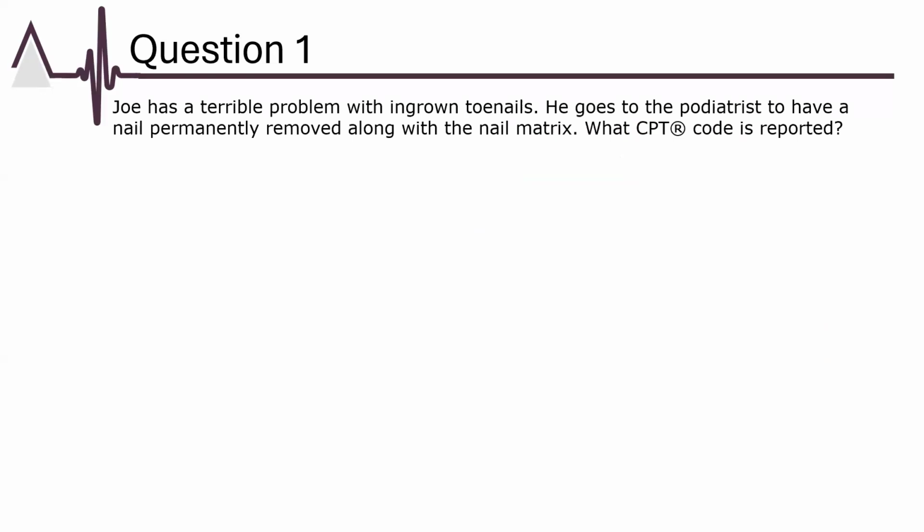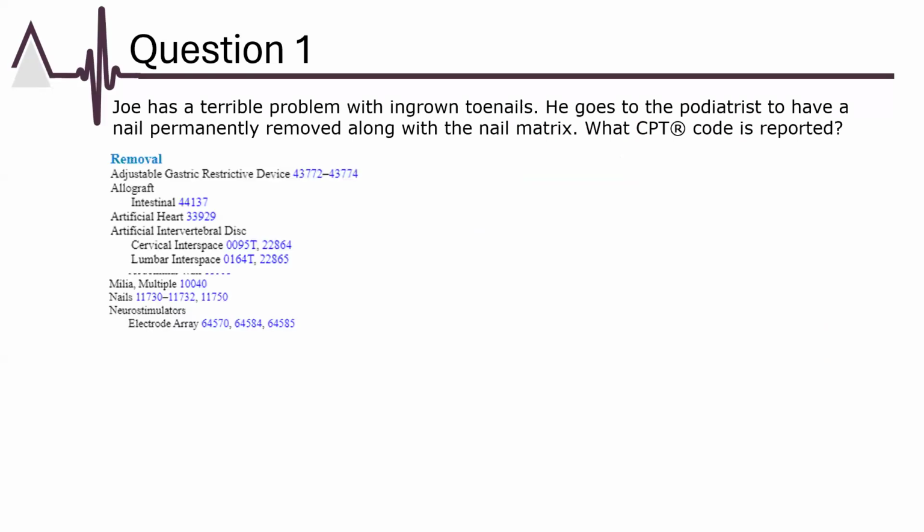Question 1. Joe has a terrible problem with ingrown toenails. He goes to the podiatrist to have a nail permanently removed along with the nail matrix. What CPT code is reported? In the CPT index, look for removal nails, and you are directed to 2 code ranges, 11730 through 11732 and 11750.